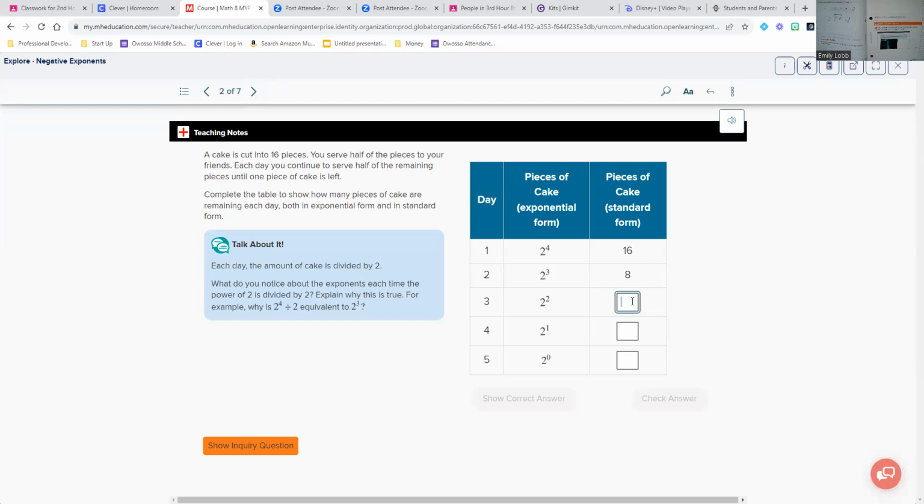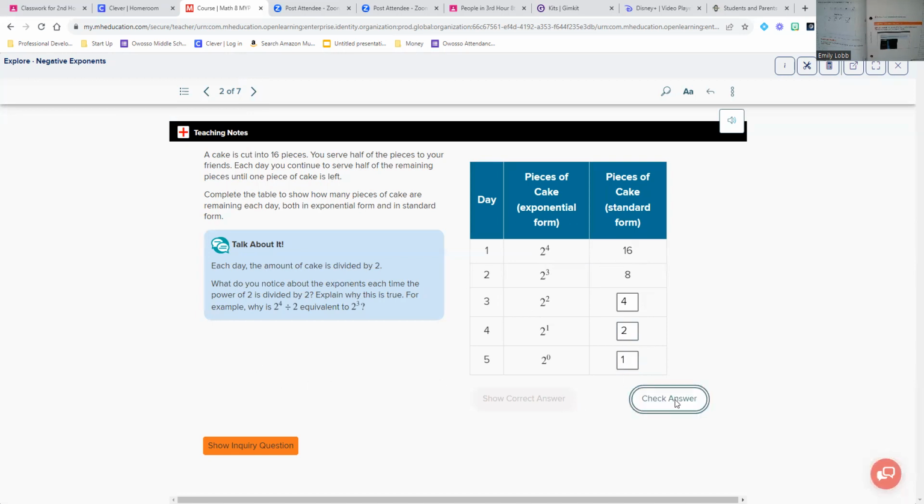What's 2 to the second power? 4. Right? So 4 divided by 2 is 2. Each time we're dividing by 2, 2 divided by 2 is 1 until we have one piece of cake left. That's what it told us to do. So what do you notice about the exponents each time the power of 2 is divided by 2? Each time it's divided by 2, it's half of that, right? So what do you think is going to happen when we divide 1 by 2? We're going to have a half, right?